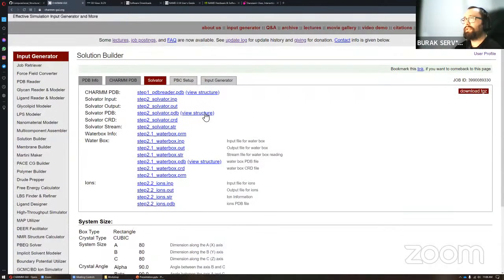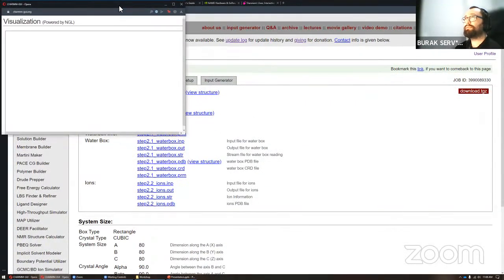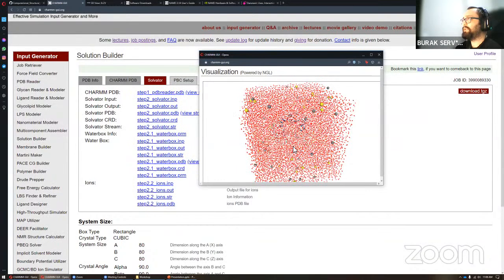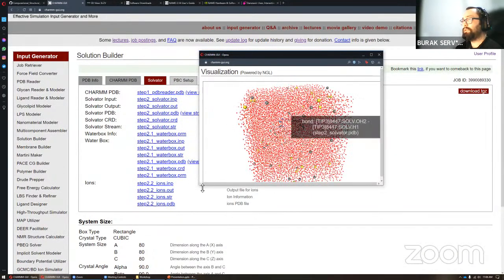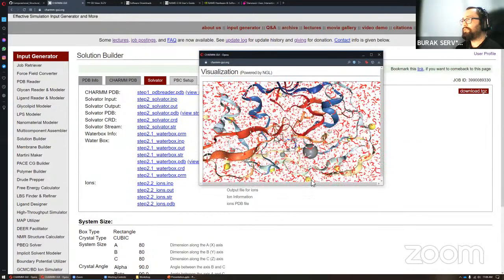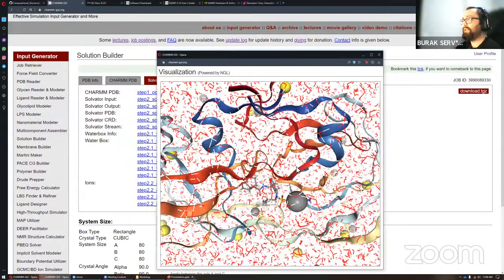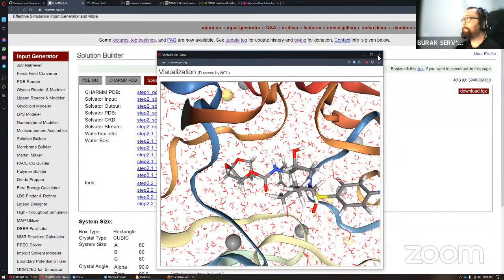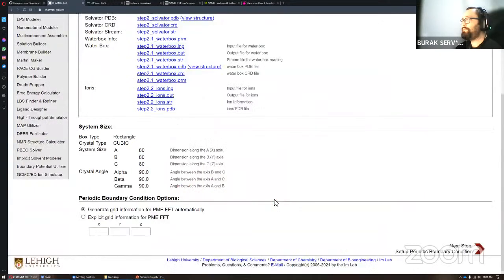Okay, now we can check this structure. Now you can see we have a water box and ions in there. Now when we zoom in on the structure part, you can see chain A, chain B, and Darunavir, it's here. Now I guess we can continue with the NAMD part.